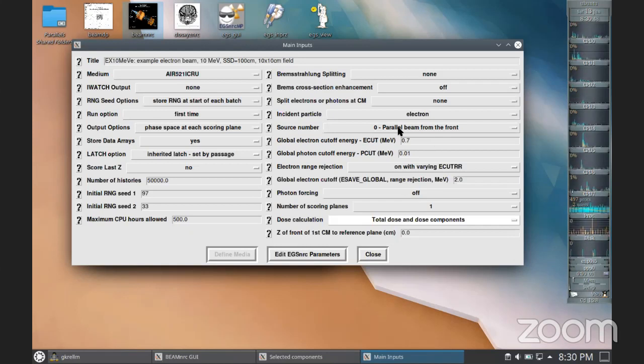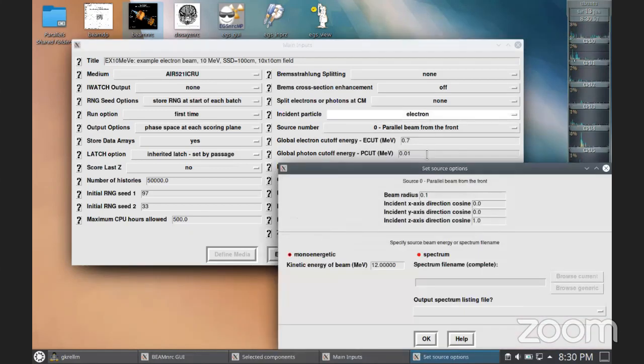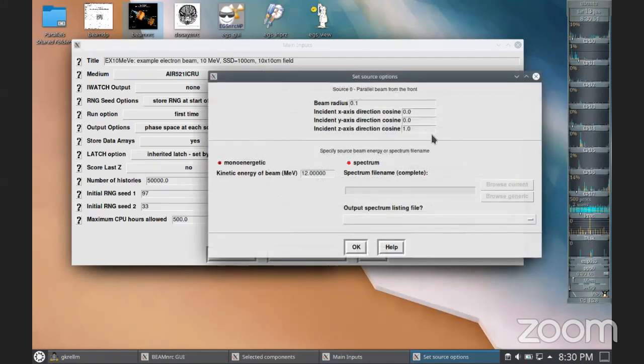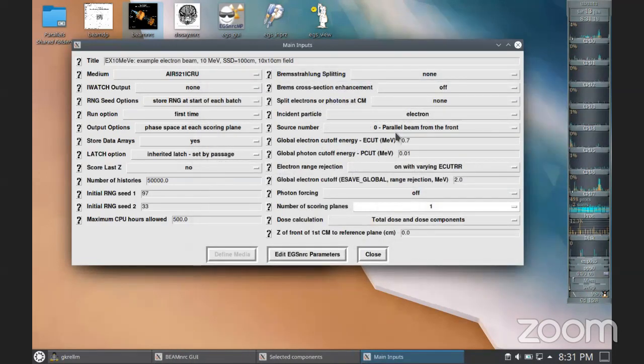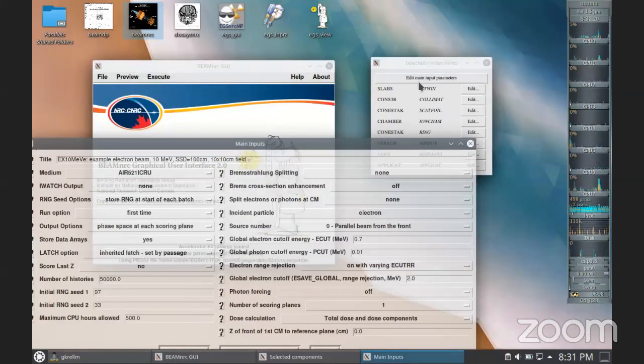Now, the source is an electron beam coming from the front. So here's electrons. And these are the cosines, the radius is 0.1. They're using 12 MeV, although the beam is a 10 MeV electron beam, because as these electrons go through air and the different components, probably when they reach the phantom, they will have lost 2 MeV. Yeah, that's what I think. Okay. They have scoring planes, one. So here we have one.